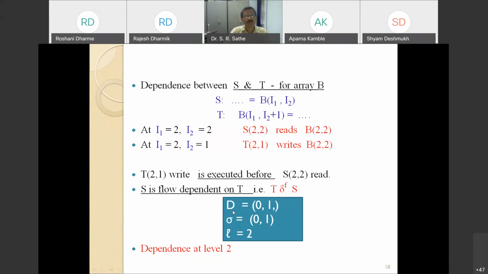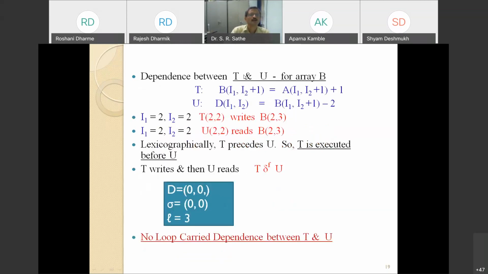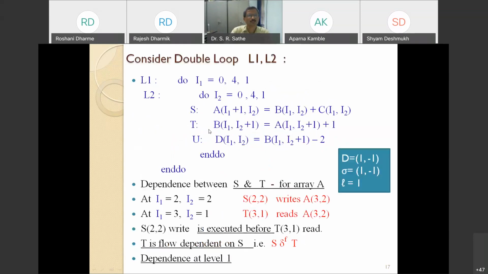Okay. So dependence with respect to this is at level 2. Direction vector is 0, 1 and dependence is at level 2. So in this there is a dependence at level 1 also, there is a dependence at level 2 also.